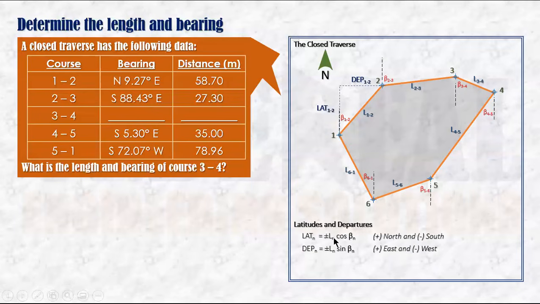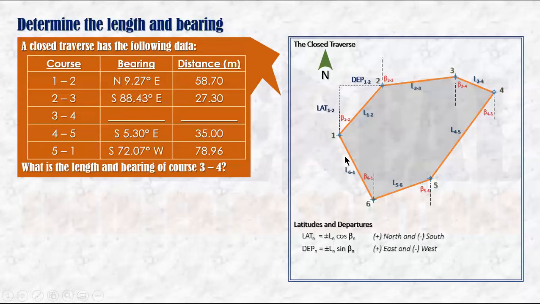Latitude is plus or minus the length times cosine of the bearing, and use positive if that is due north, and negative if south. And departure naman, plus or minus L sine of beta, positive if east, and negative if west. Note the reason why it's cosine of the angle beta is because that latitude is the adjacent side of this right triangle, while this is sine because this is the opposite of that angle beta of the right triangle.